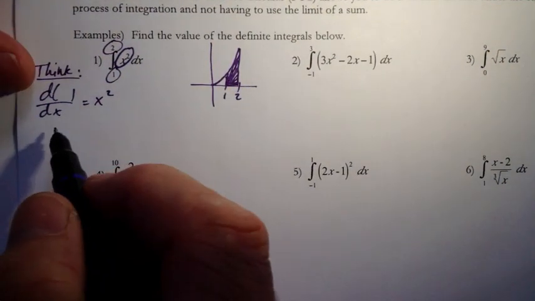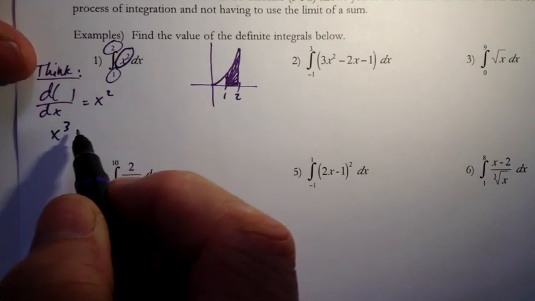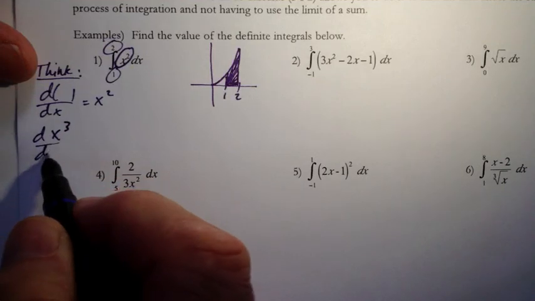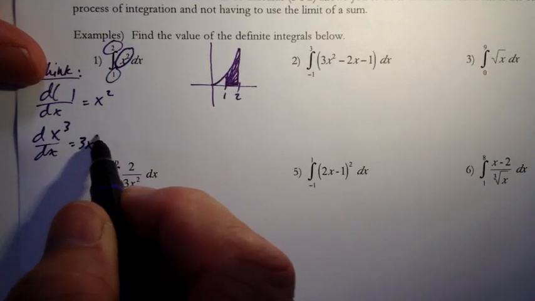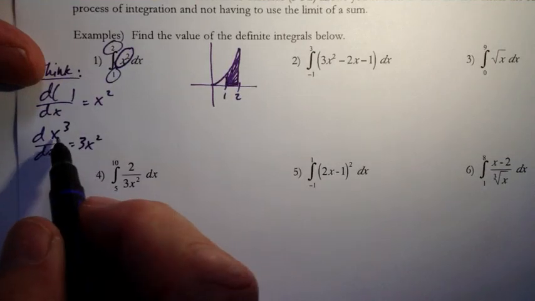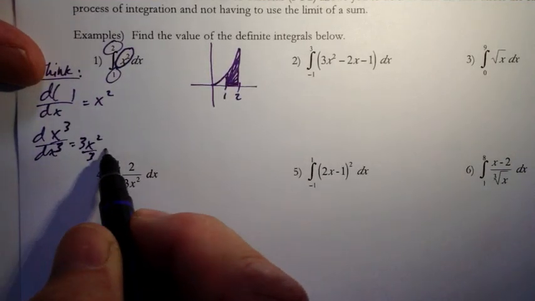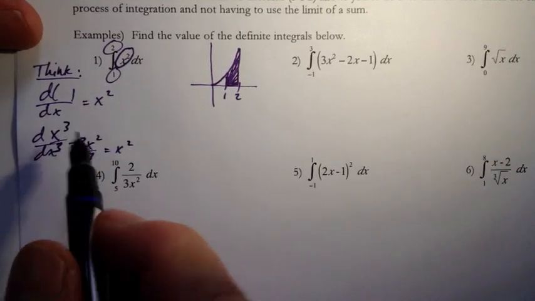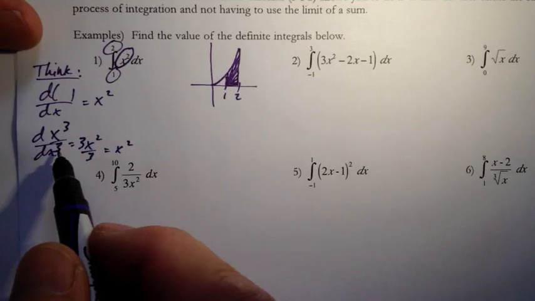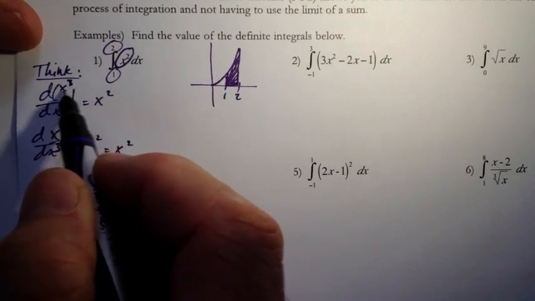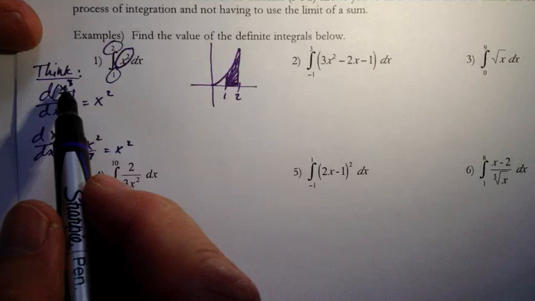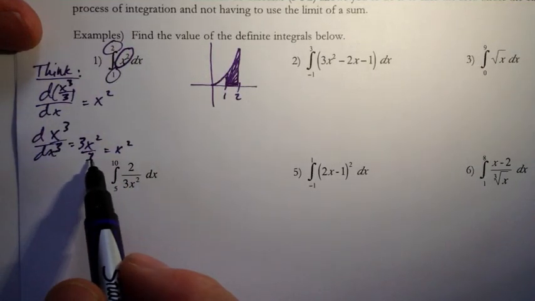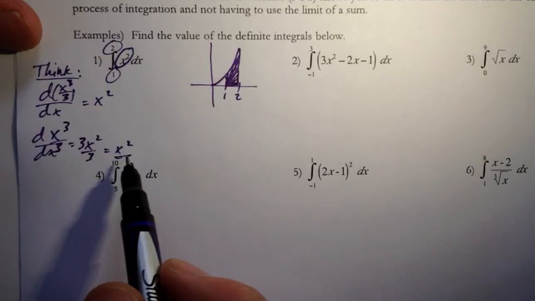Well, what's that something? We know it's got to be something with an x cubed, because the derivative of x cubed would be 3x squared. Well, if we divide that by 3, we'd get x squared. So the actual antiderivative would be x cubed over 3. If you're in doubt, check that out. The derivative of x cubed over 3 is 3x squared over 3, which when the 3's cancel, you just get x squared.